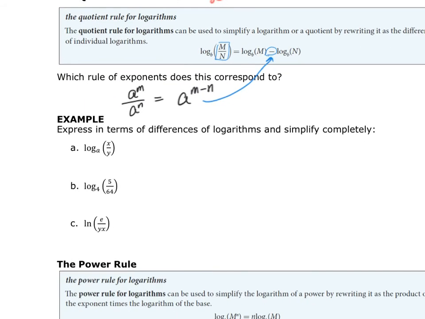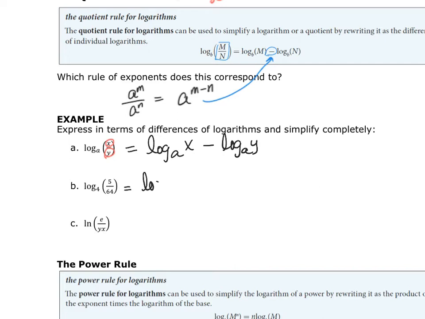So if they ask me to write this in sums and differences, then I have to determine what's going on between each of the pieces or factors. Between y and x, I have division. So this is going to simplify into the log base a of x minus the log base a of y. And it has to be a minus y because y is in the denominator.